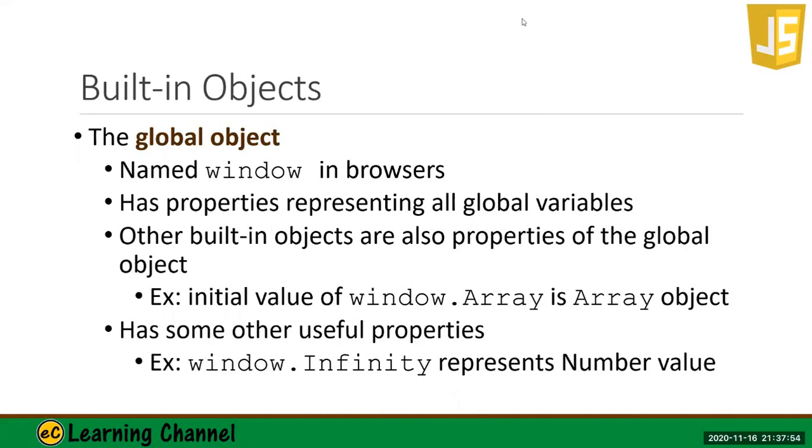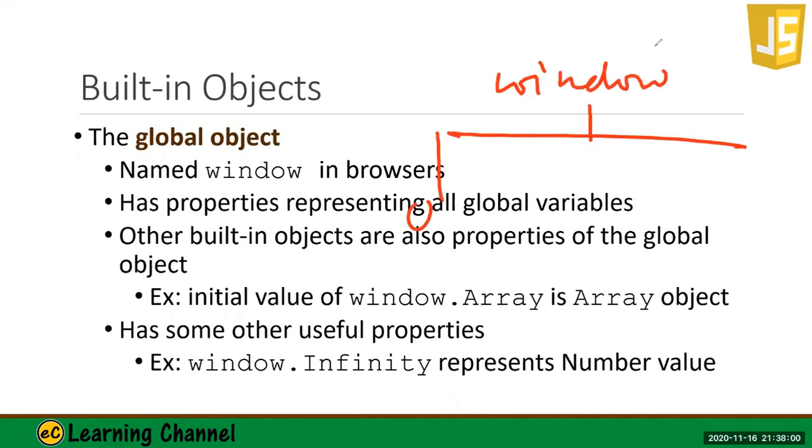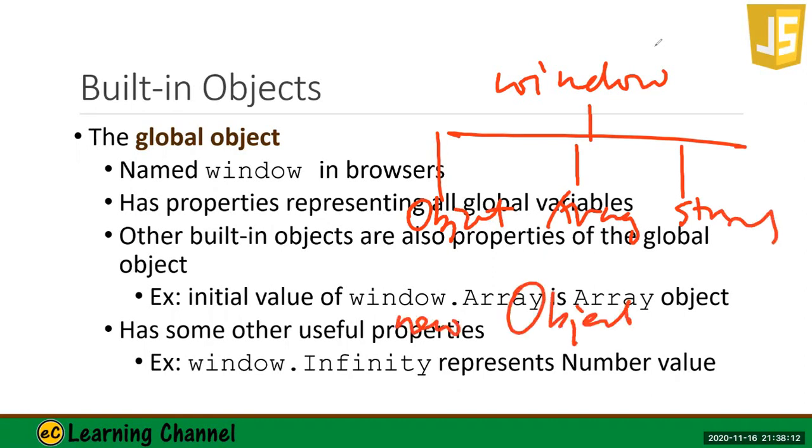So basically, you have window, which is the top level object. Under window, you will have a prototype called object, a prototype called array, and a prototype called string. So whenever we do new object, we really create the object under window, and that object is an empty object. Is that okay? And we can also do new array, and that will use the window.array. Is that okay?